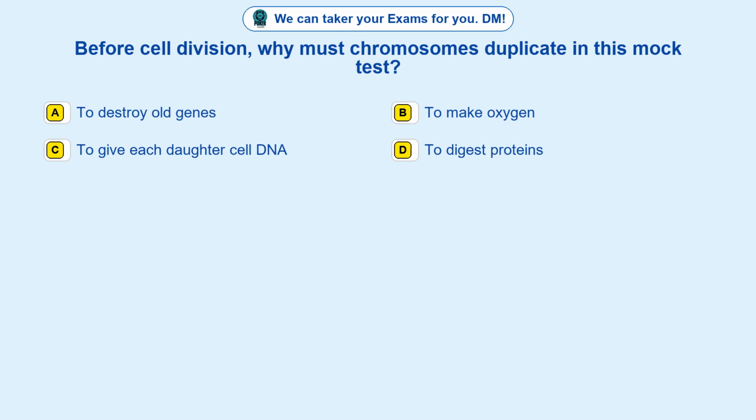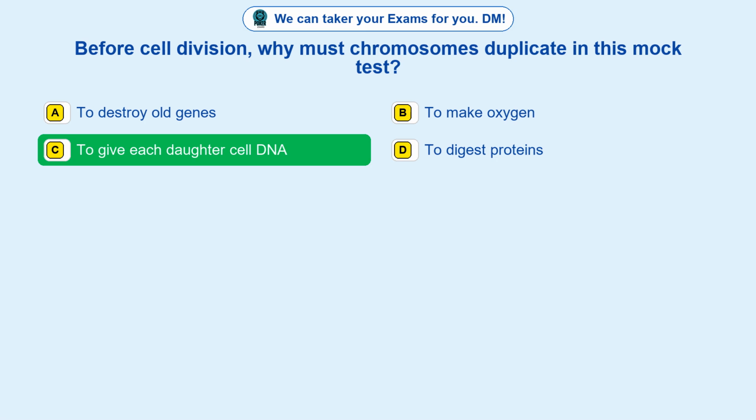Question 4. Before cell division, why must chromosomes duplicate in this mock test? Option A, to destroy old genes. Option B, to make oxygen. Option C, to give each daughter cell DNA. Option D, to digest proteins. The correct answer is option C, to give each daughter cell DNA.